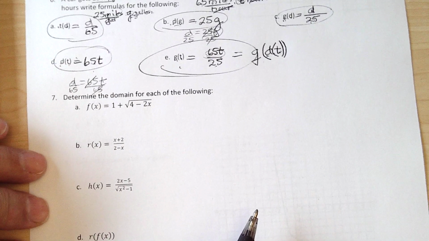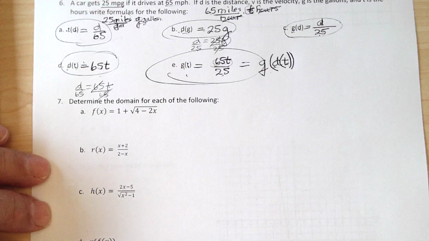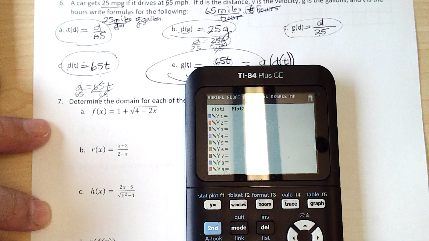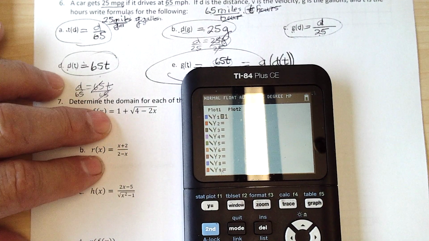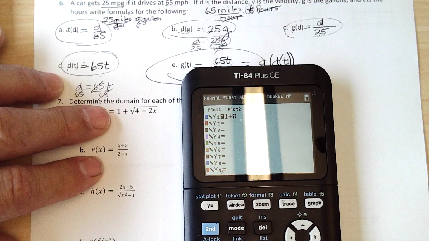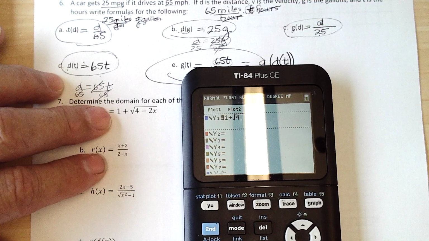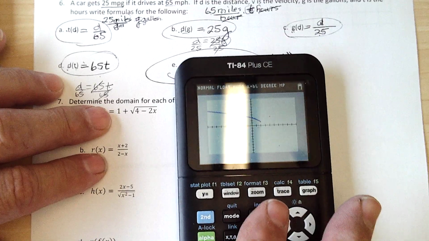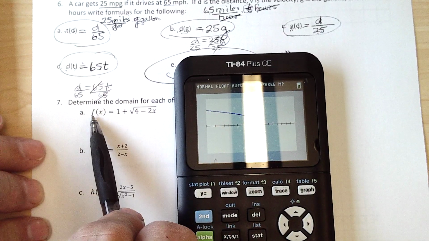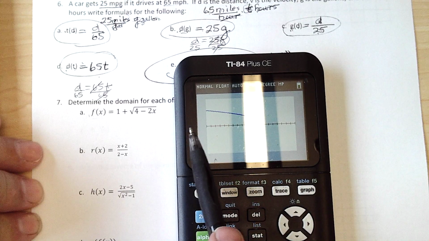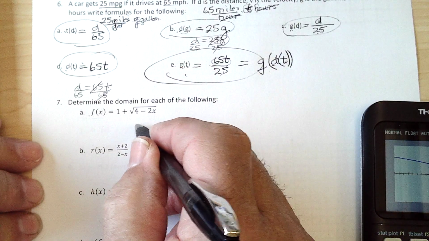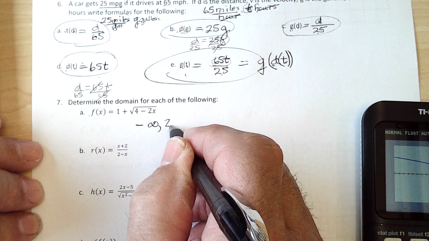All right, 7, domain. If we just type this in either Desmos or the calculator, 1 plus square root of 4 minus 2x, and go zoom 6, it says we get y values for any x value from negative infinity up till 2.